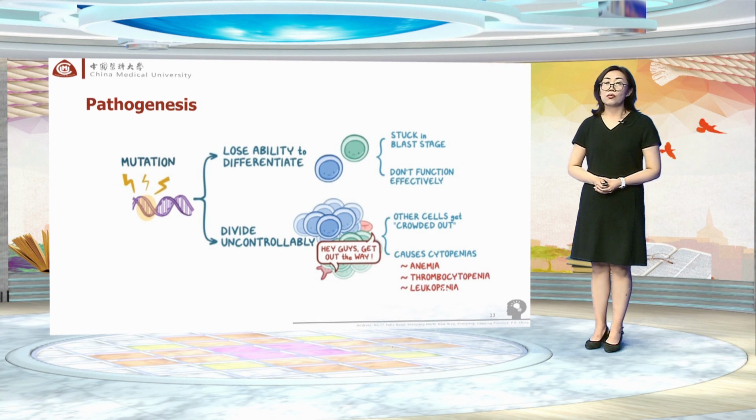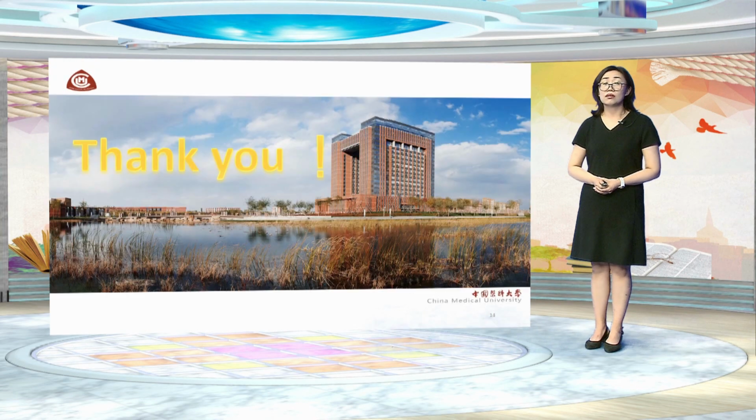The abnormal cells will divide uncontrollably, while the normal cells will get crowded out and are hard to leave, which causes cytopenia. Further genetic changes, such as the formation of a fusion gene, may involve transcription factors that block or disrupt differentiation. The cells will be stuck in the blast stage of development. The blast cells don't function effectively, then leading to leukemia.